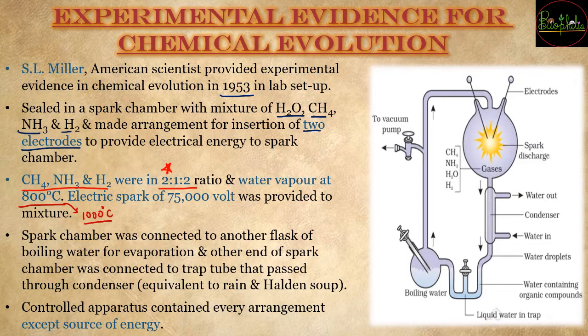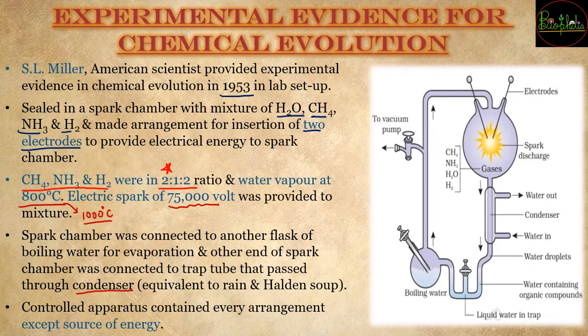Then the electric spark for lightning purpose was kept at 75,000 volts, and it was provided to the mixture, meaning the spark was generated in the mixture of these gases. And the spark chamber was connected to another flask where boiling water was kept, and a condenser was attached. The condenser was equivalent to the rain.